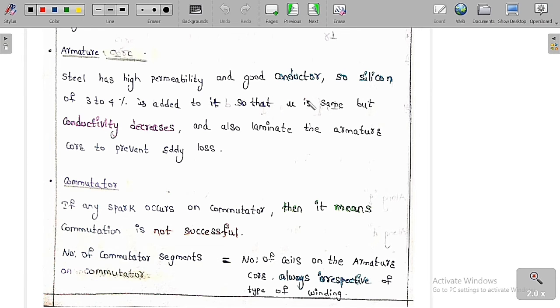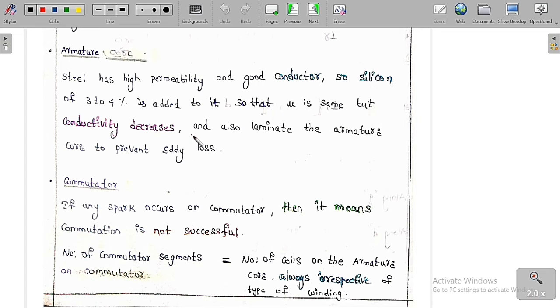These things, as I told you, the permeability of steel is very high compared to the permeability of iron, and it is also a good conductor. So silicon of 3 to 4% is added to it, so that mu stays the same but the conductivity decreases.